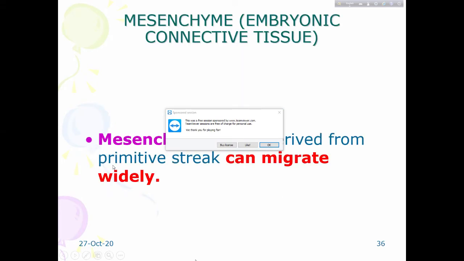Mesenchymal cells derived from the primitive streak can migrate widely. This is important. They can go from here to there, like the neural crest cells. I will tell you later. Neural crest cells form from the neural tube, but they can migrate. The mesenchymal cells derived from the primitive streak can migrate.